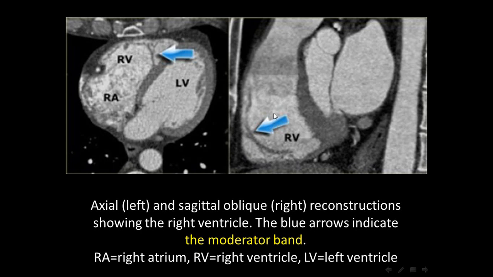Let's have a look at the right ventricle. This is the right ventricle. This band-like structure, which is running from the interventricular septum to the lateral wall of the right ventricle, is what? The moderator band, which is the electrophysiological conduction part. This is it on the coronal view, this band.